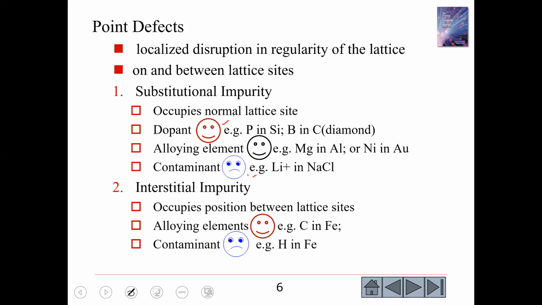Alloying elements are like carbon in iron, and carbon usually occupies an interstitial site because carbon is too small an atom in size, whereas iron is big in size. Contaminants are, for example, hydrogen in iron. So we want to remove hydrogen from iron.